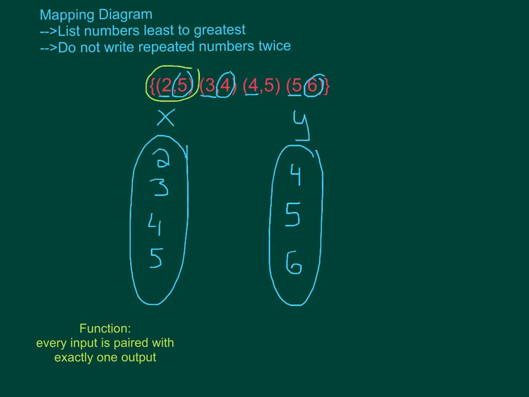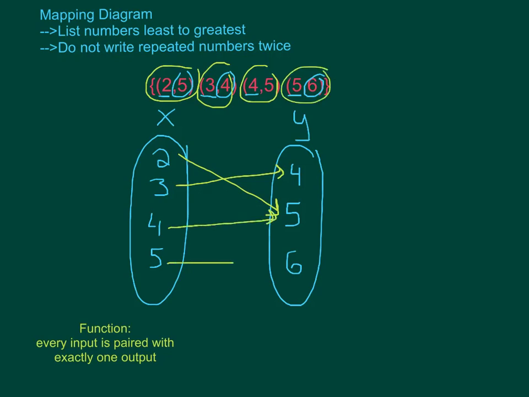We have the point (2, 5), so 2 matches up with 5. (3, 4), 3 matches up with 4. (4, 5), and (5, 6). So let's look at our definition. Every input is paired with exactly one output. Let's see. 2 is paired with only 1, 3 is paired with only 1, 4 is only paired with 1, and 5 is only paired with 1. So by definition, this is a function.